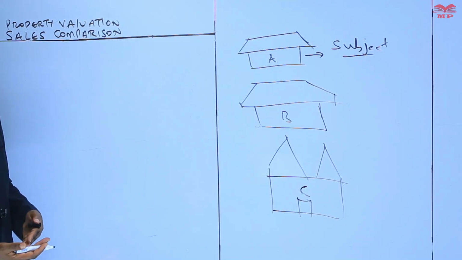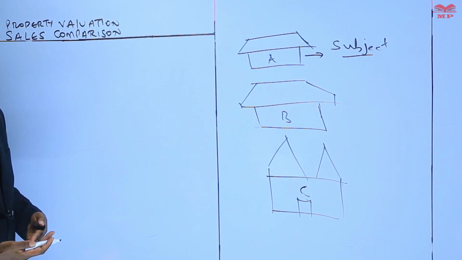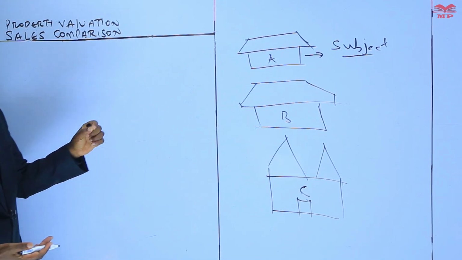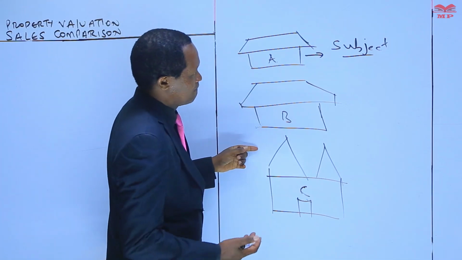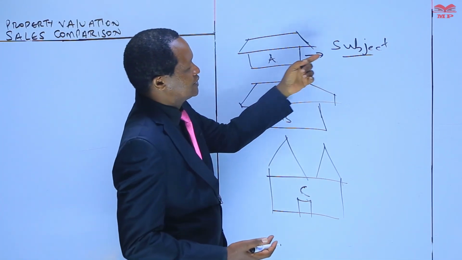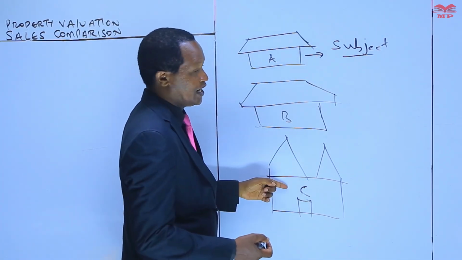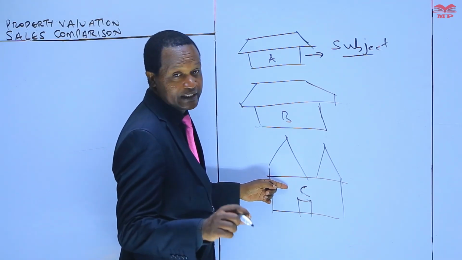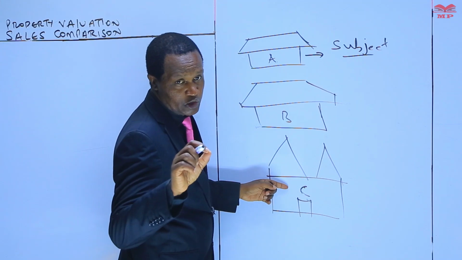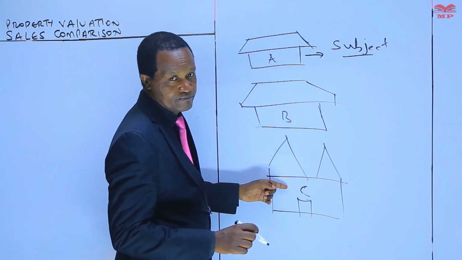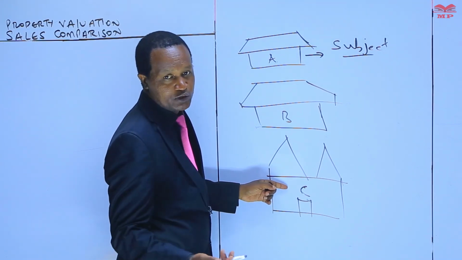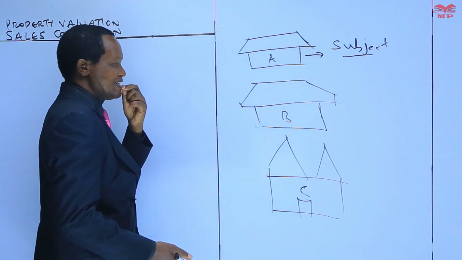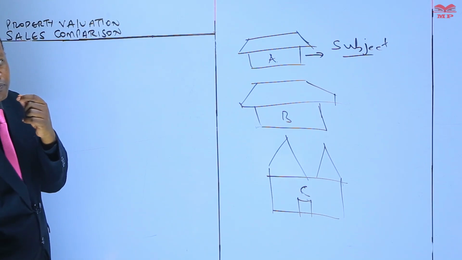That is the core idea. The core idea, candidates, is to value a subject property by comparing it with similar properties. So A is a subject property, B and C are what we call comparables. We call them comparables, such that the sales prices of these comparable properties are adjusted to account for differences between them and the subject. Do you understand?